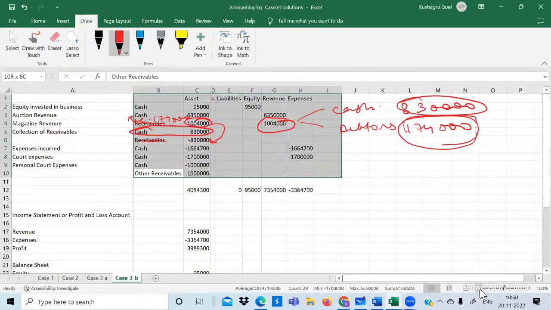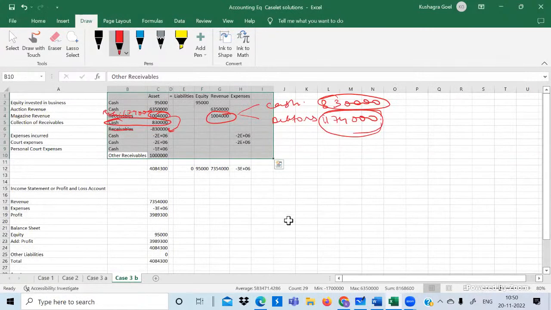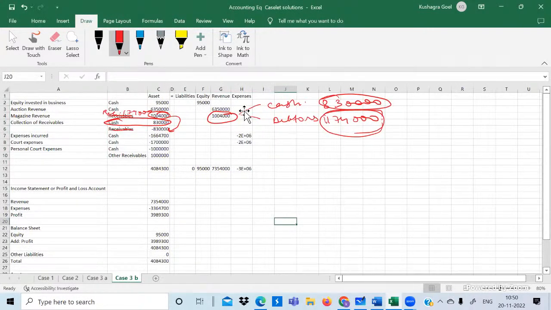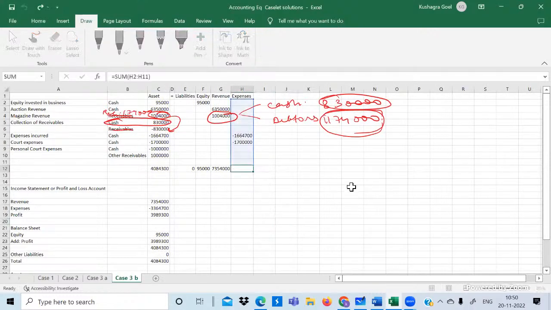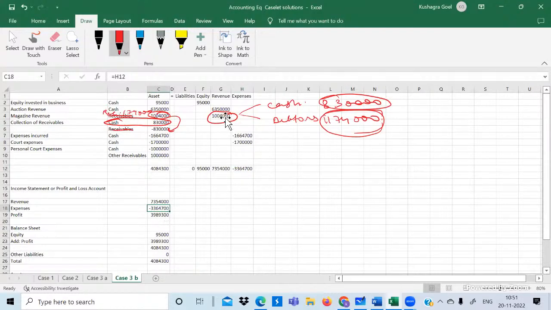Once we have the numbers in front of us, we'll go to the respective columns. I'll take all my expenses. My total of the expense is this one, that's the expense incurred and the court expense, 33,64,700. So I'll take that over here, 33,64,700. The total of the revenue is 73,54,000. So I'll take the revenue and I'll get a profit, which is 39,89,300. This profit again will get transferred to the balance sheet in terms of reserves and surplus. So I'll transfer it over here. That's my profit, which is getting added over here. So that's 39,89,300.